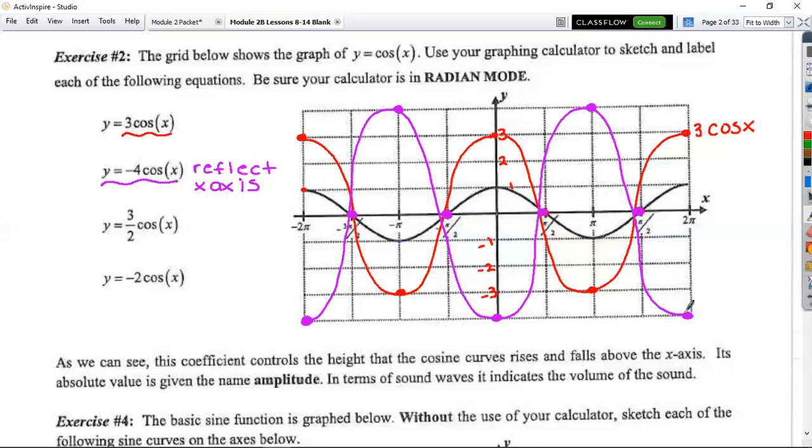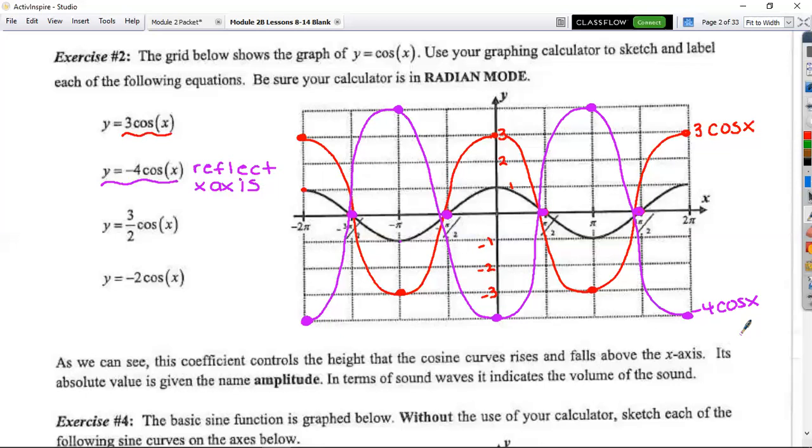All right. So this one is -4 cos of x. What we'll eventually discuss in further detail is that this graph got reflected over the x-axis and it has an amplitude of 4. You guys getting the hang of it? Okay. Next one. Let's do the 3/2 one.